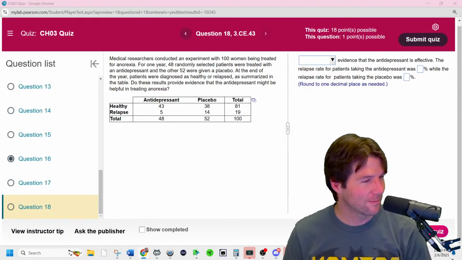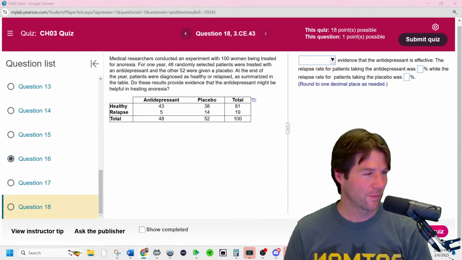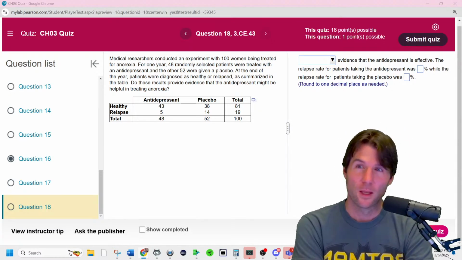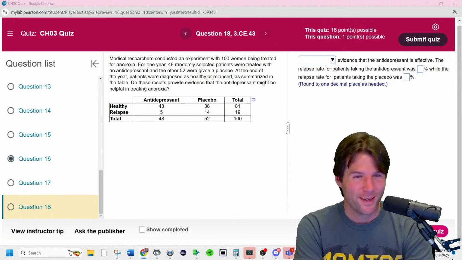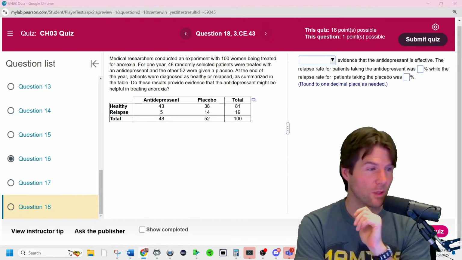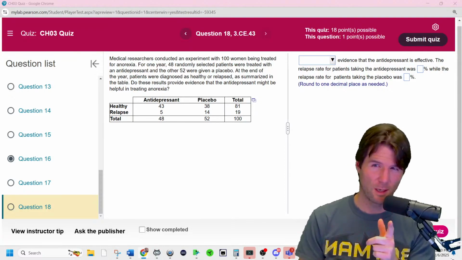Don't skip leg day. Chapter 3 quiz, medical researchers. This is about a placebo pill or a non-placebo pill. Okay, we'll do this is the placebo one. Okay, we'll do this one real quick, and then we'll do Swedish men. Here we go.